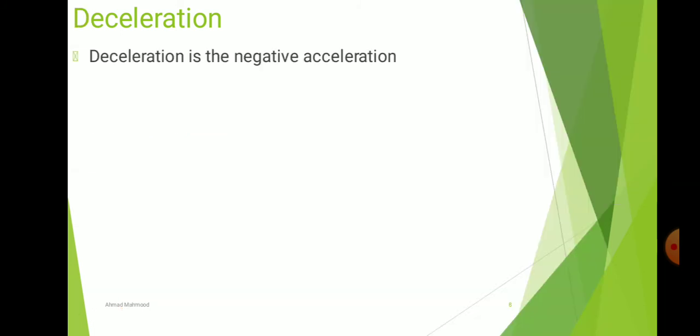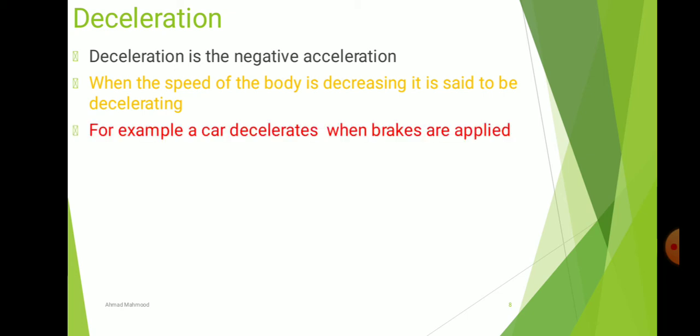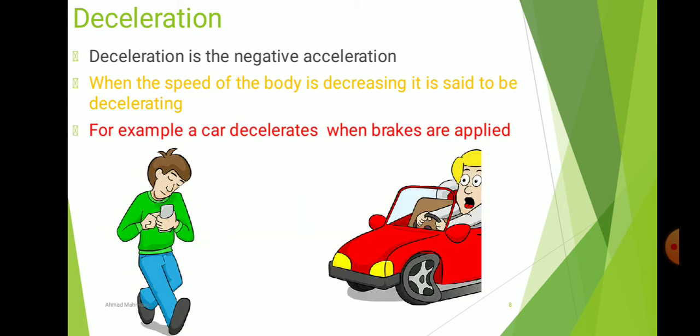Okay, then we have deceleration. Deceleration is negative acceleration, right? When the speed of the body is decreasing, it is said to be decelerating. For example, a car decelerates when brakes are applied, right? So when the speed of the body is decreasing, it is said to be decelerating.